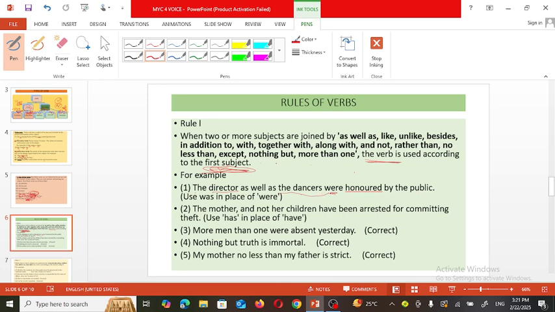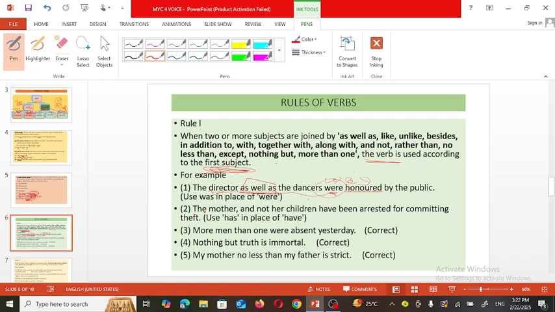Why is were used by observing the dancers? But this is a mistake. When two subjects are joined with as well as, in such a case, we must use the helping verb according to the first subject. And that's why, as director is in singular form, instead of were, we must use was. So the director as well as the dancers was honored by the public.